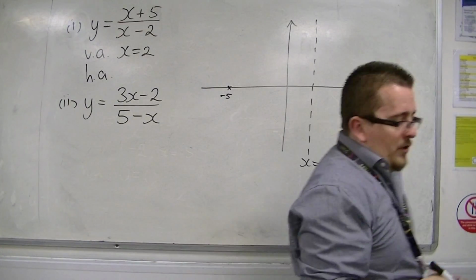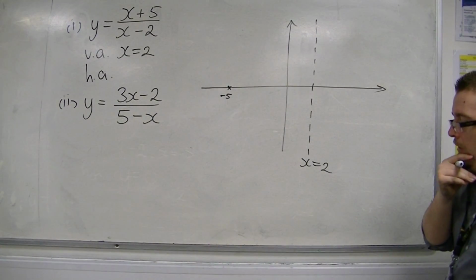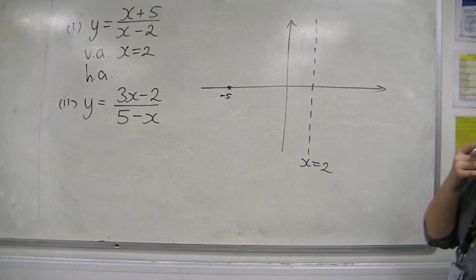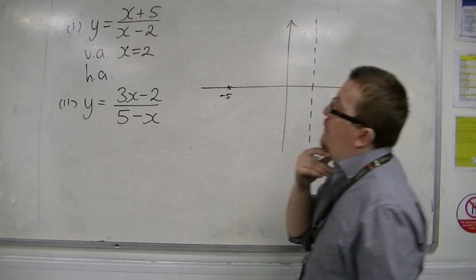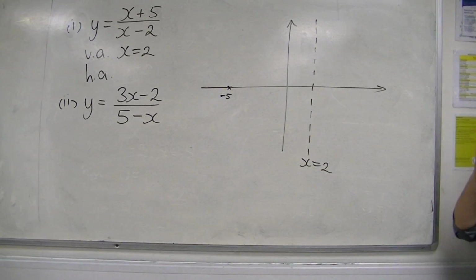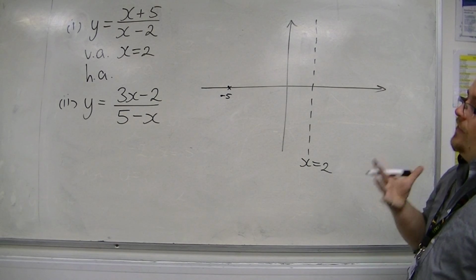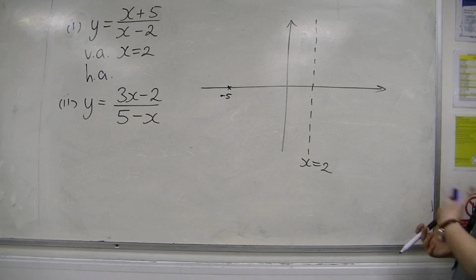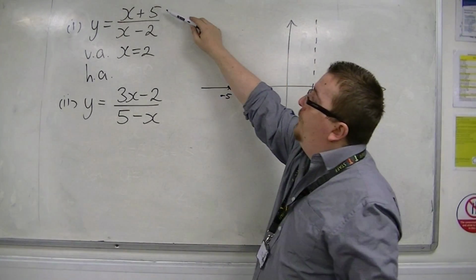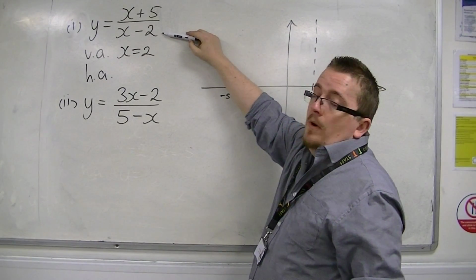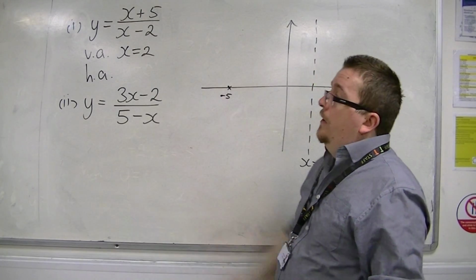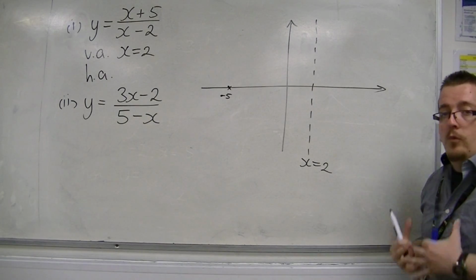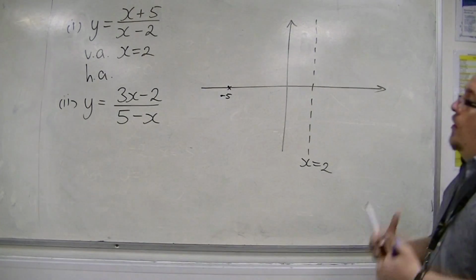Now, it's not immediately obvious how to find a horizontal asymptote for this one, because we've got x plus 5 on the top and x minus 2 on the bottom. When x is very, very large, if you put in x is 1,000, for example, you're going to get 1,005 divided by 998. And the larger the value of x that you put in, you will find that y will approach y equals 1.